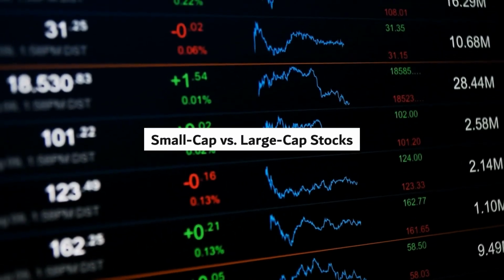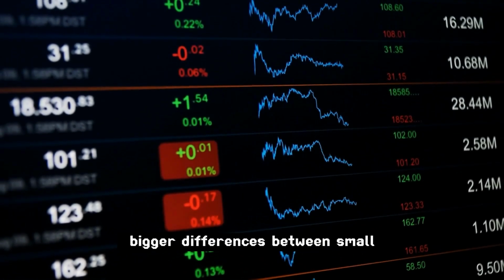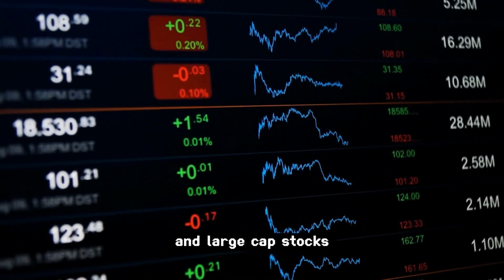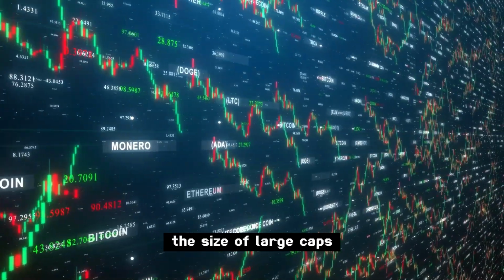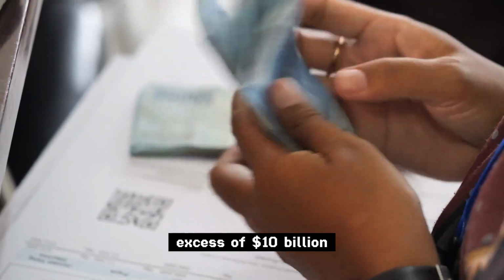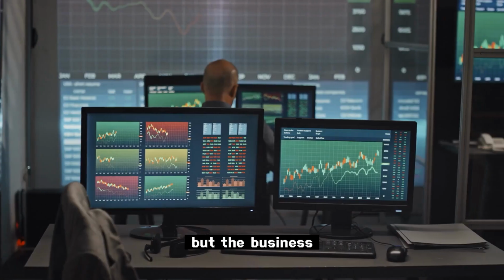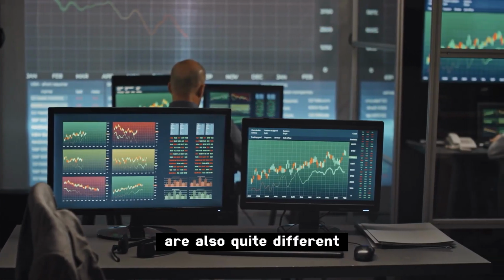Small cap versus large cap stocks. There are even bigger differences between small and large cap stocks. Not only are small caps a fraction of the size of large caps, which have market caps in excess of $10 billion, but the business and investing prospects are also quite different.